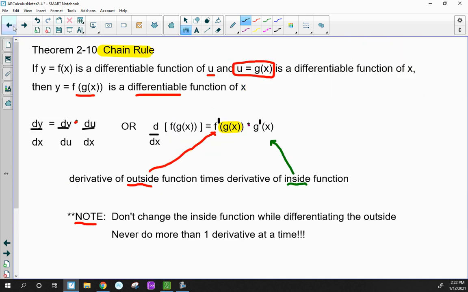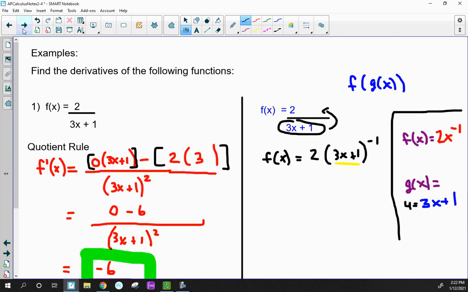Now, according to the chain rule, your job is to find the derivative of the outside function first, and then copy down the inside rule, then multiply it by the derivative of the g function. So, let's put that into action right now. We're finding f prime of x. The derivative of f is, first we're going to do the derivative of this.